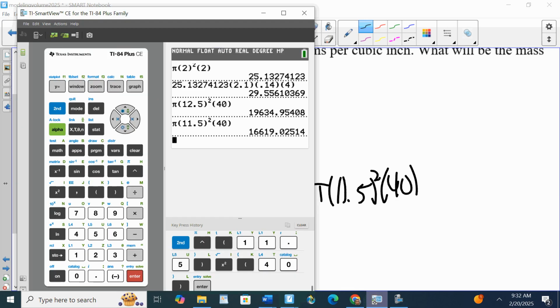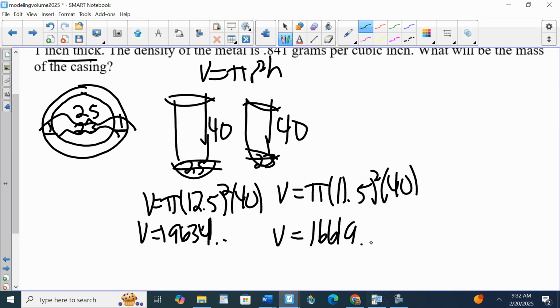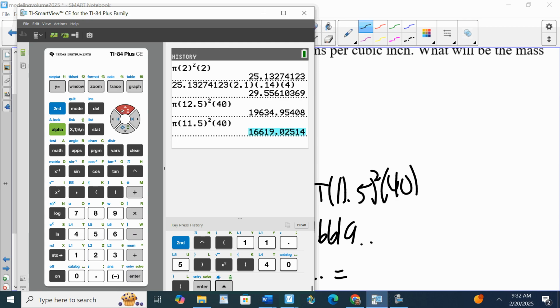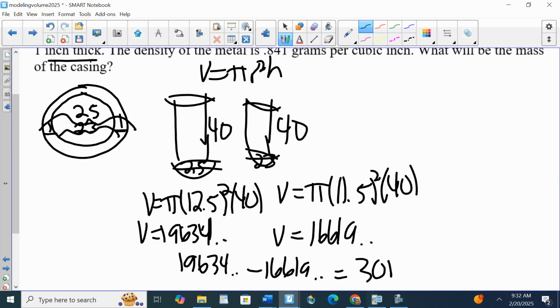Did I get that right? 634. I've got 16,619. And for hollow, I'm going to subtract those. Just copy and paste in the calculator because we don't want to round until the very end. That minus that. So my volume is 3,015... cubic inches.